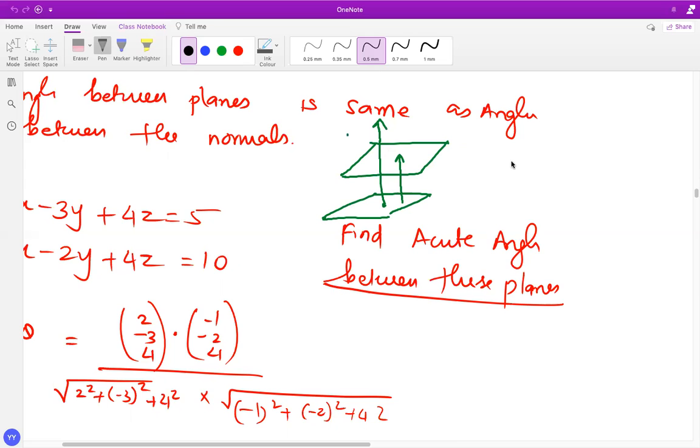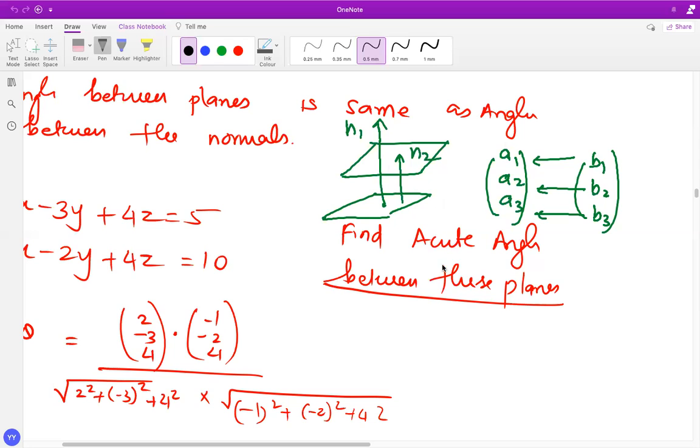So in short, if one plane is parallel to the other, let's say A1, A2, and A3 is the normal to the first plane, and B1, B2, B3 is the normal to the second plane, then B1 upon A1, B2 upon A2, and B3 upon A3 has to be the same. Because if N1 and N2 are scalar multiples, then we can say that the two planes we are talking about are parallel.